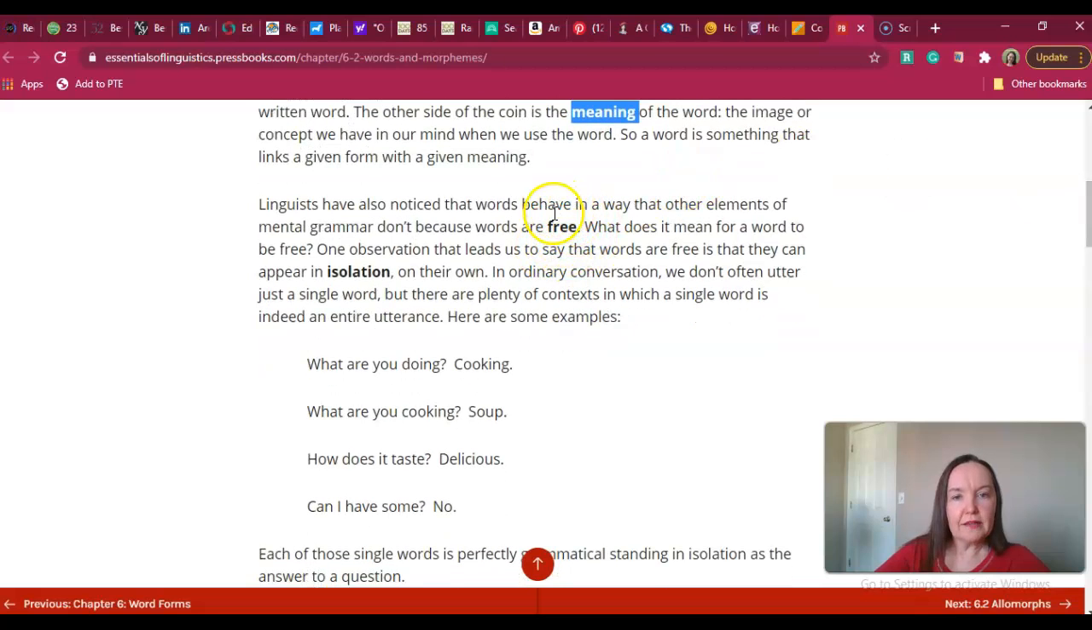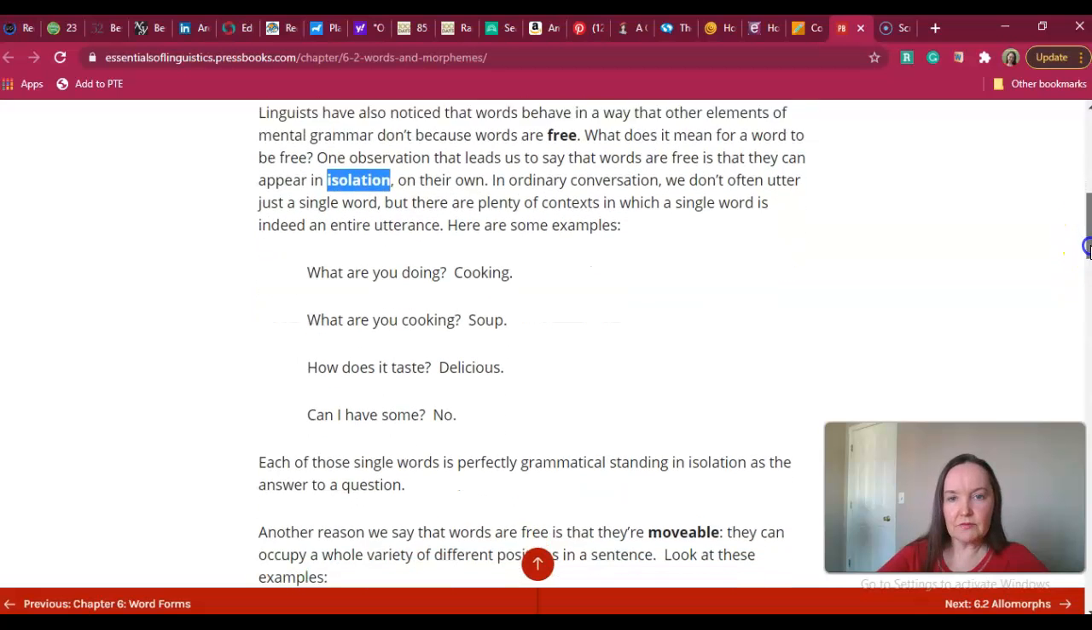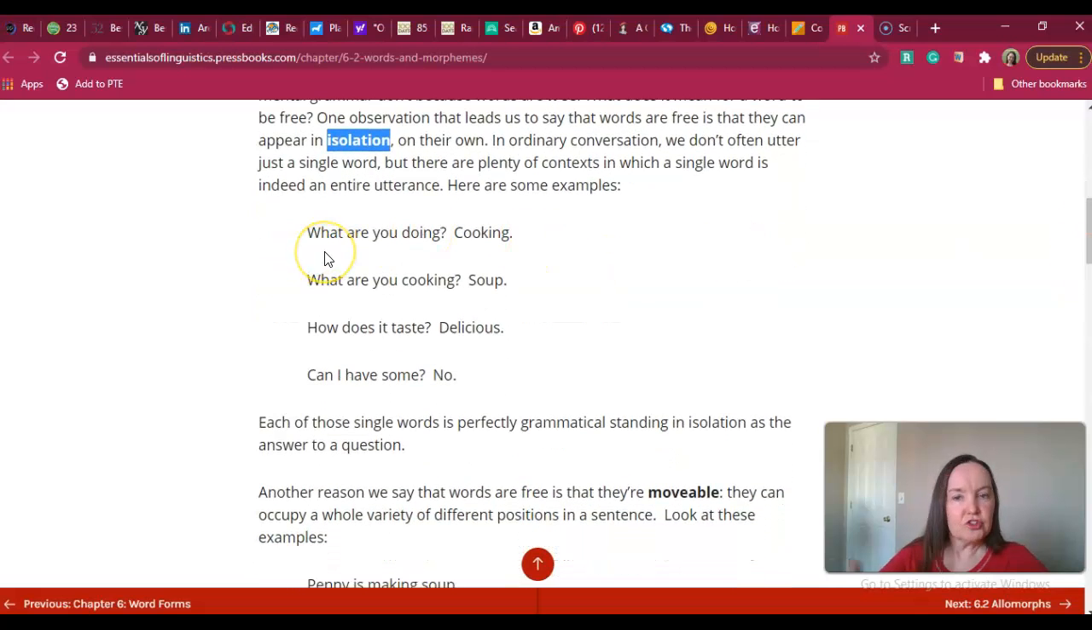One way that we're going to be thinking of words is that they're free. If we're talking about individual words, if you look at a sentence and look at the words in that sentence, words can exist on their own. They have their own independent meaning. They can appear in isolation, as we see here. In some of these example sentences that Anderson gives us in this chapter, she asks several questions, and then you can give individual words as answers to those questions. It's completely grammatical to do that.